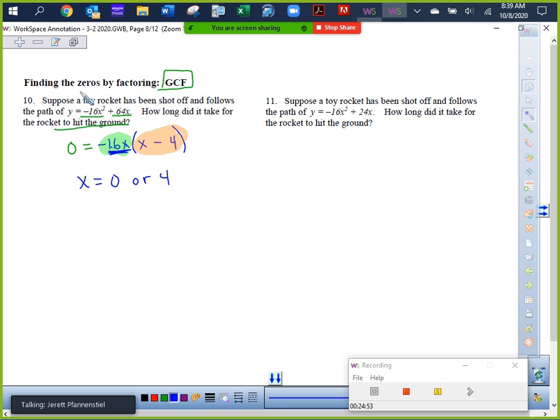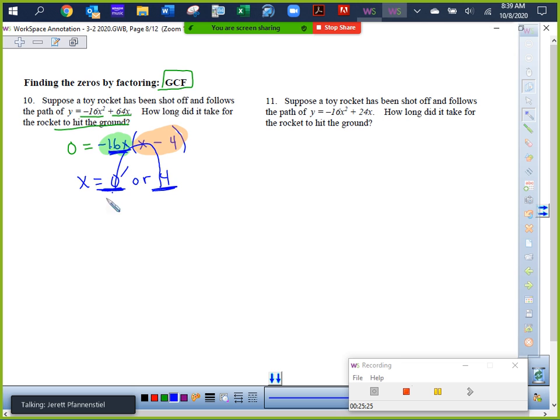So they asked for this toy rocket to be shot off. How long did it take for the rocket to hit the ground? Well, guess what this 0 means, since we got that for a solution. It didn't take 0 seconds for the rocket to hit the ground. What do you think that means? That's where it started from. The toy rocket started on the ground. So it was originally on the ground, then it went up and came back down, and didn't it take 4 seconds for it to land in that case?